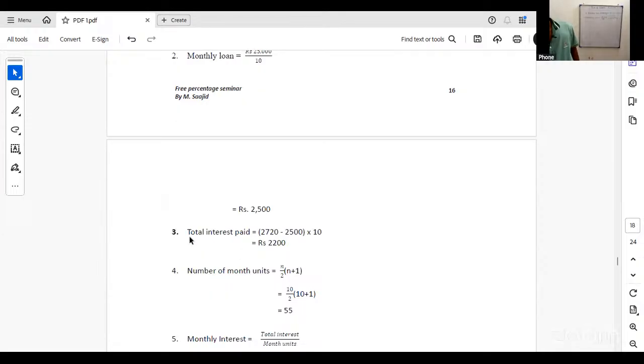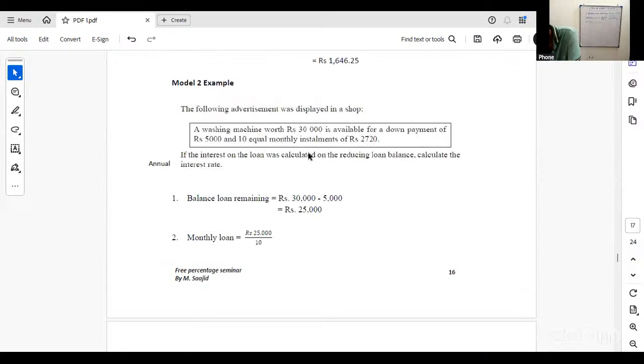Third step of model 2 is to find the total interest paid. Now it's a new part. Look at the question. They say he paid a down payment of 5,000 and 10 equal monthly installments of 2,720. This value they have given in model 2 is the value of a monthly installment with the interest. What we calculated here as the monthly loan, 2,500, is without the interest.